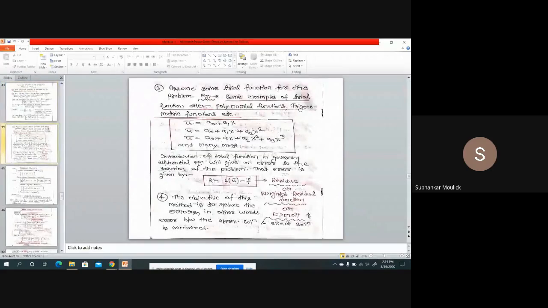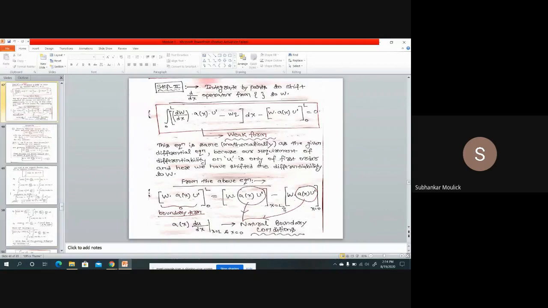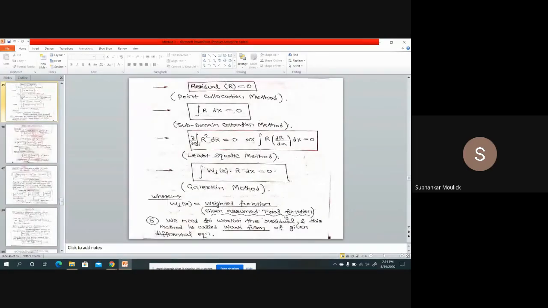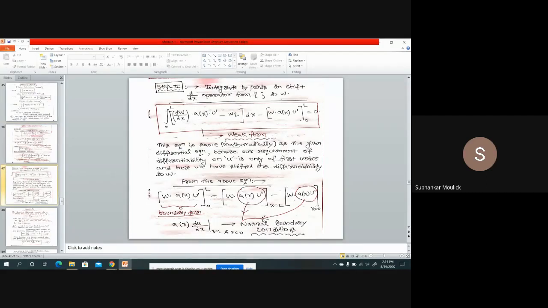Okay, so let me tell you what we have discussed in the last class. Then we will begin from that particular point where we ended. In the last class, I told you about the weak form formulation. The given differential equation of any problem is nothing but the strong form, and how to convert this strong form into a weak form, that I discussed in the last class.